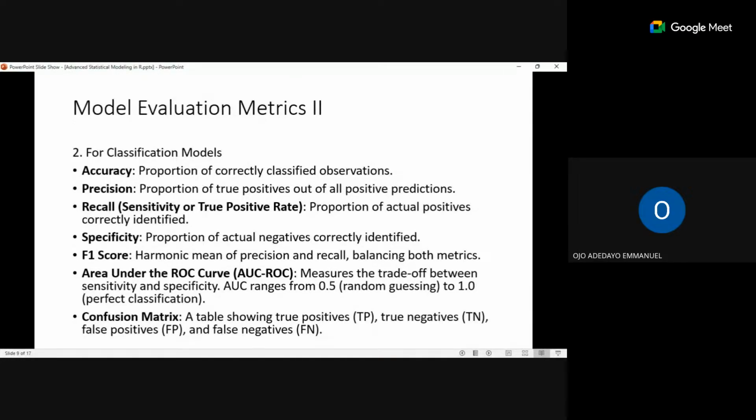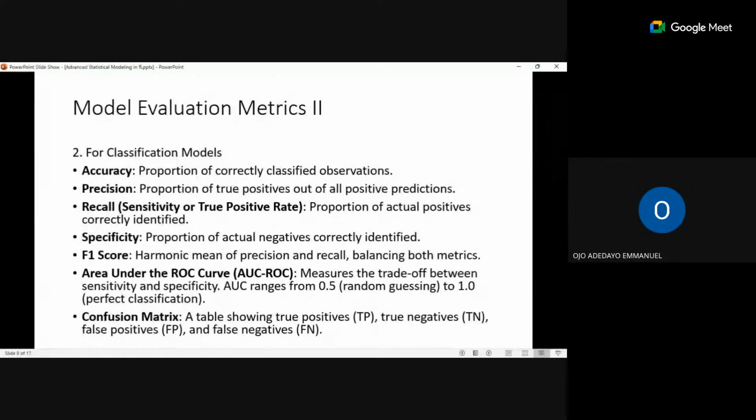What do I mean by that? That means your model correctly classifies that this person is positive to this particular disease, this person is negative to this particular disease, this person will pass this particular exam based on the factors that you supply, this person will fail this particular exam based on the factors that you supply. This machine will work very well based on the factors that you supply, this machine will not work very well, this particular plant will grow very well, this particular plant will not grow very well based on the factors that you supply.